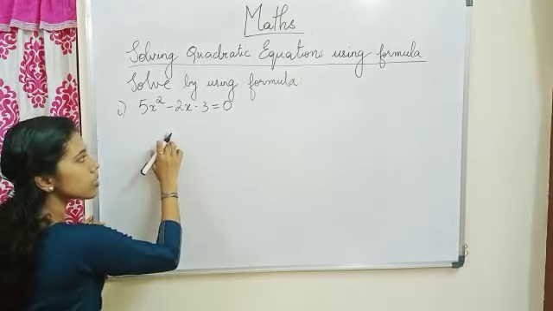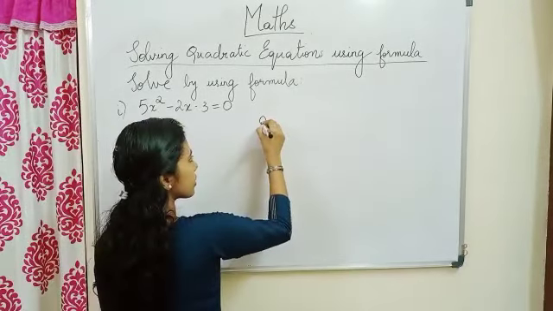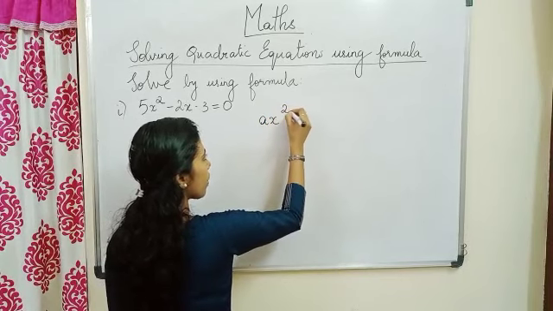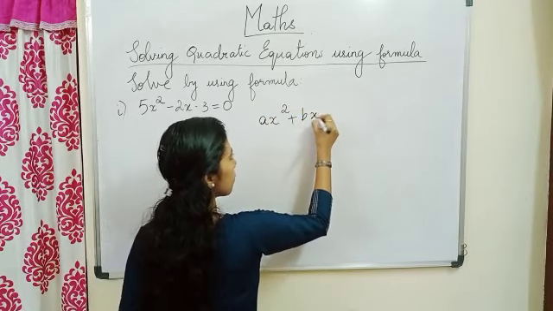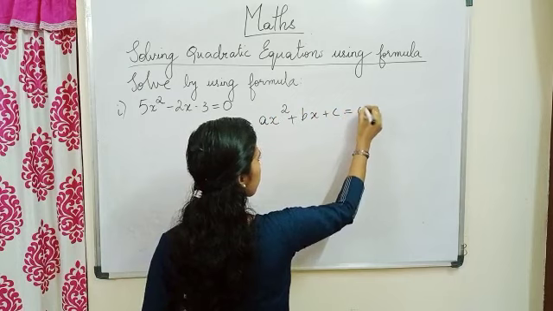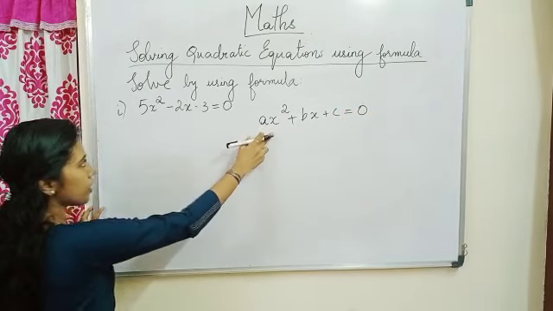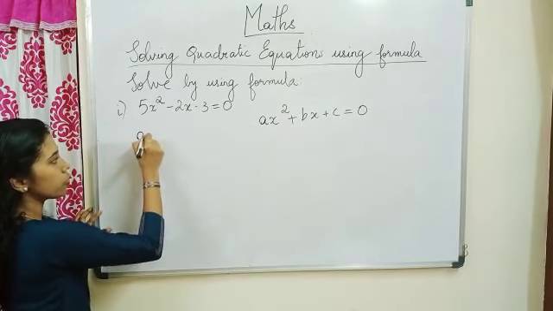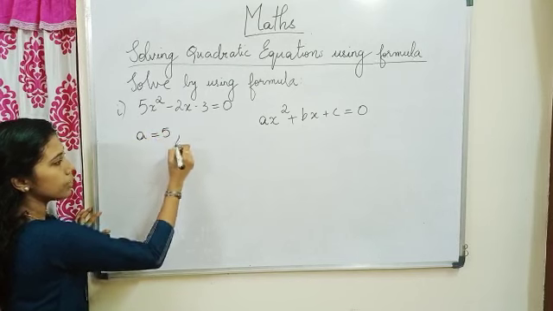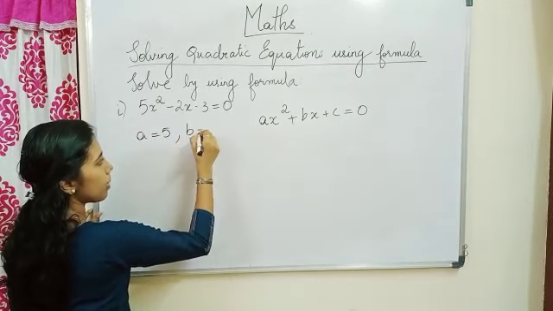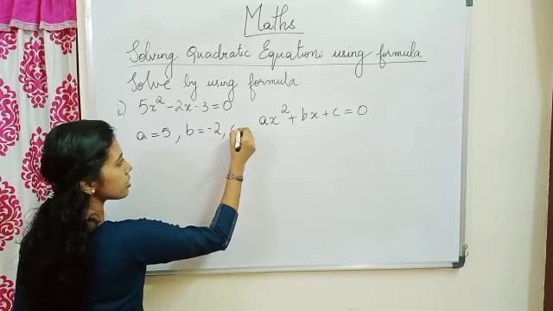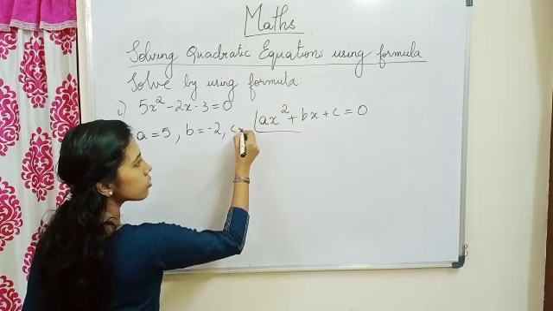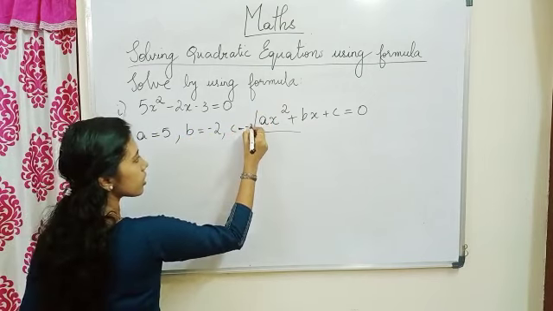This is similar to the standard equation of a quadratic equation, that is ax square plus bx plus c is equal to 0. Here, on comparing with this equation, a is equal to 5, b is equal to minus 2 and c is equal to minus 3.